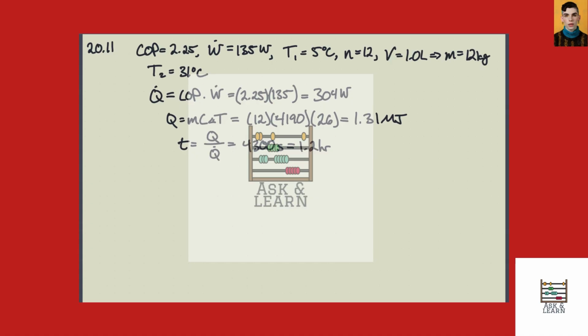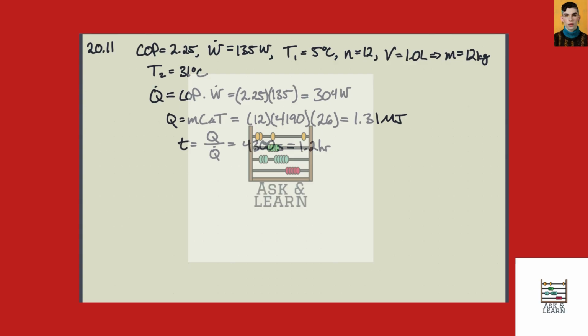So we have the relationship that the coefficient of performance is the rate of heat transfer divided by the rate of power, or the rate of work, the mechanical electrical power. So we have the rate of heat transfer, and this would be the rate of heat transfer coming out of the water, is 304 watts.